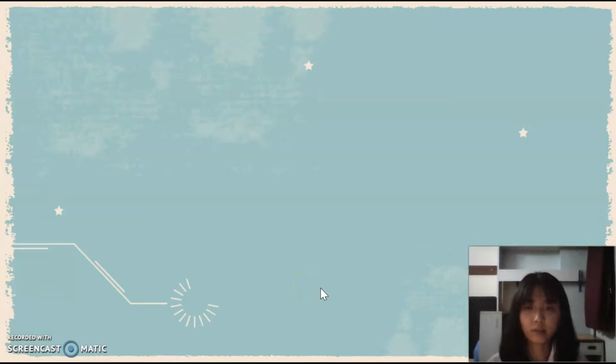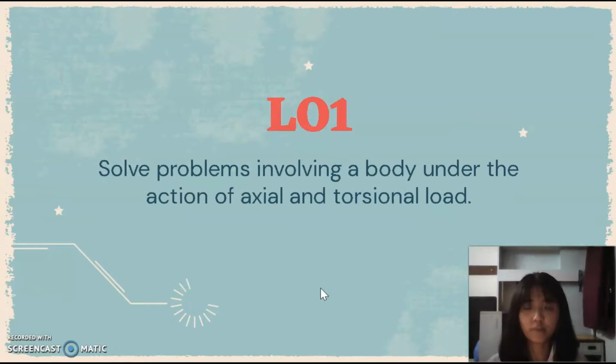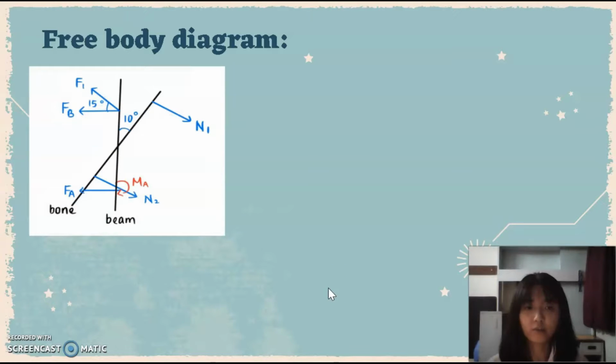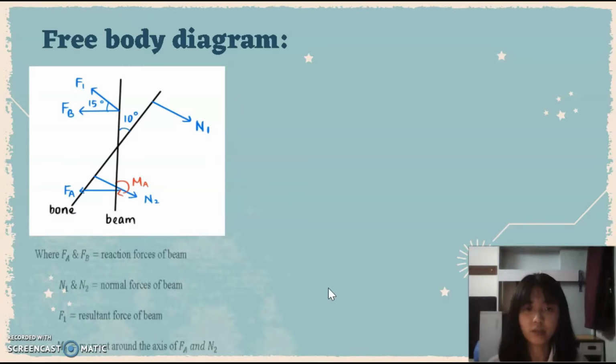Now I'll explain the first learning outcome of our real-life case, which is to solve problems involving a body under the action of axial and torsional load. First and foremost, let us have a look at the free body diagram of the lumbosacral orthosis as it bears on the scoliosis patient. FA and FB indicate the reaction forces of the beam, N1 and N2 indicate the normal forces of the beam, F1 indicates the resultant force of the beam, and MA indicates the moment produced around the axis of FA and N2.